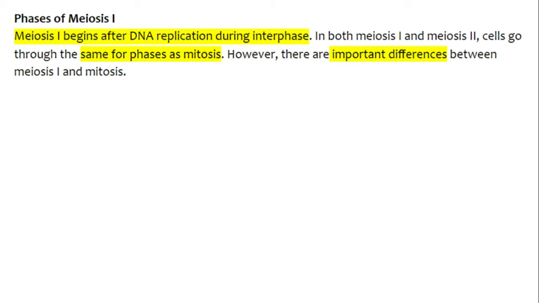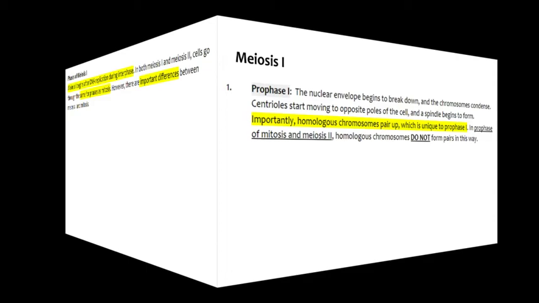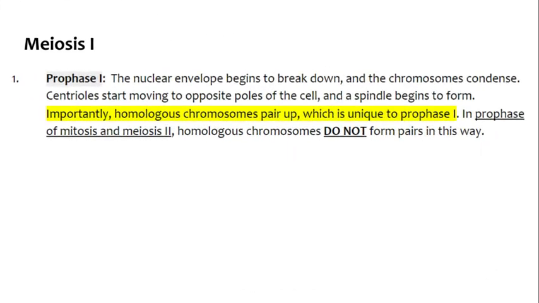The phases of meiosis 1. Meiosis 1 begins after DNA replication during interphase. In both meiosis 1 and 2, cells go through the same phases as mitosis. However, there are some important differences between meiosis 1 and mitosis, and that's what we're going to look at next. So meiosis 1, of course, starts with prophase 1. Same things that are happening in mitosis are happening here. The nuclear membrane breaks down, the chromosomes condense, centrioles start moving to opposite ends of the pole, and the spindle begins to form. But in this case, in meiosis, it's the homologous chromosomes that pair up, and that's unique to prophase 1.